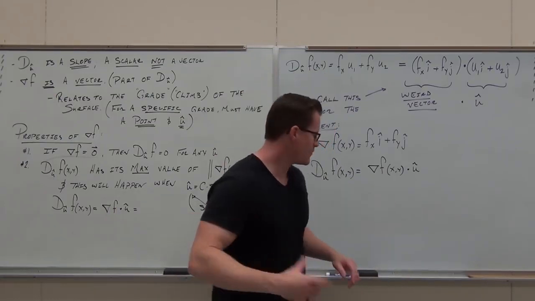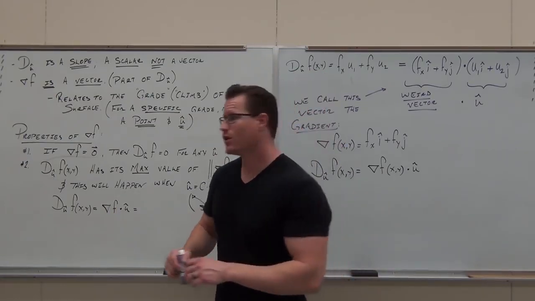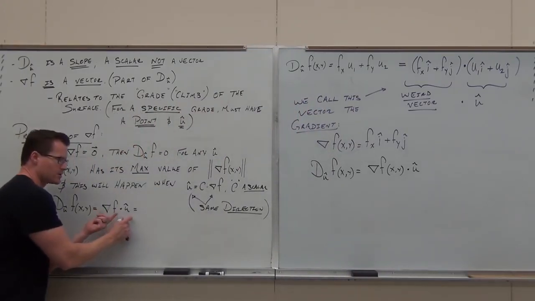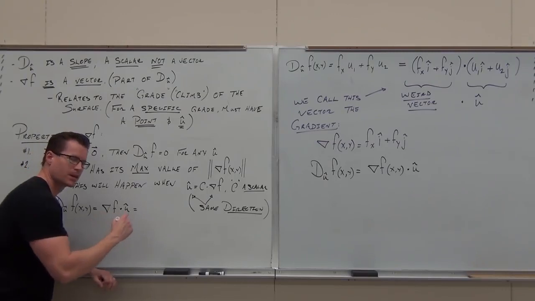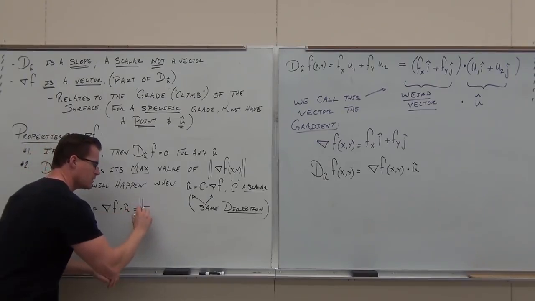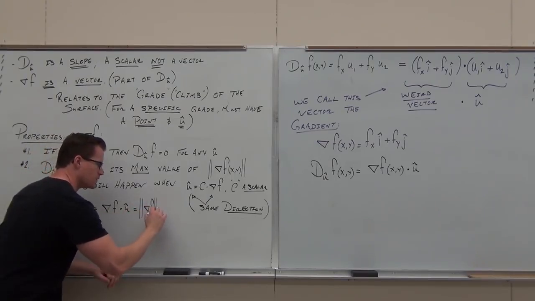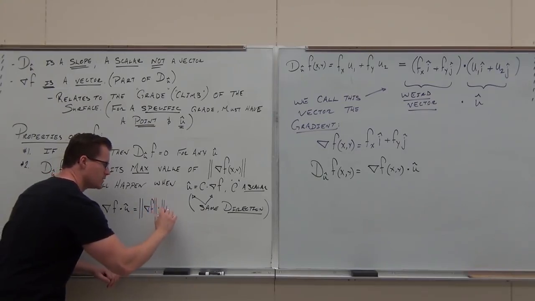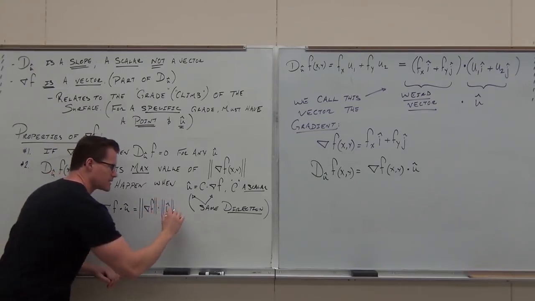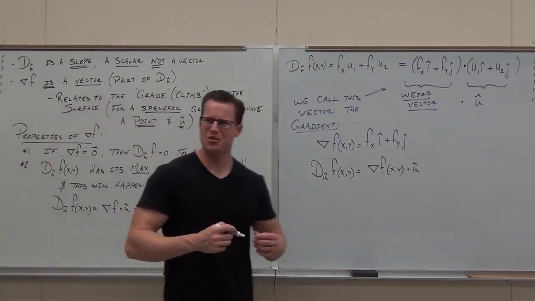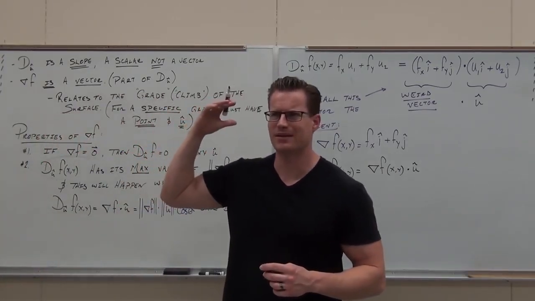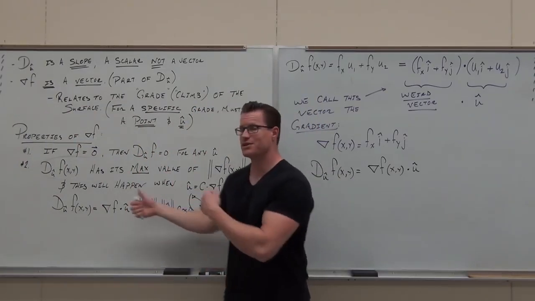We also know some stuff about a dot product. Namely, whenever I take a dot product of two vectors, verify these two things are vectors, we can also do it this way. We can take the magnitude of the first vector times the magnitude of the second vector times cosine of the angle between them. Do you remember that? That is also the definition of a dot product.